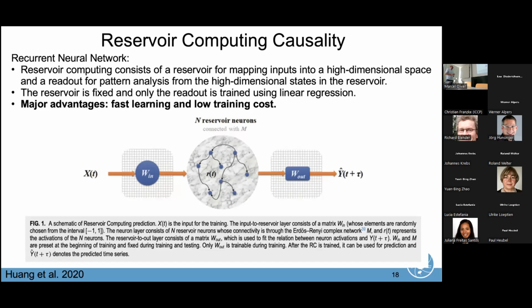So just to illustrate this with this schematic here, we have our input data. We project this into this reservoir, into those neurons. Then we have this readout stage, where we hope to get our reconstructed attractor or phase space structure. The major advantage is that it's very fast, and I have a slide later comparing this with CCM. It also has low training costs. CCM would require a huge amount of data, and here you can get away with less data. So those are two very attractive properties.